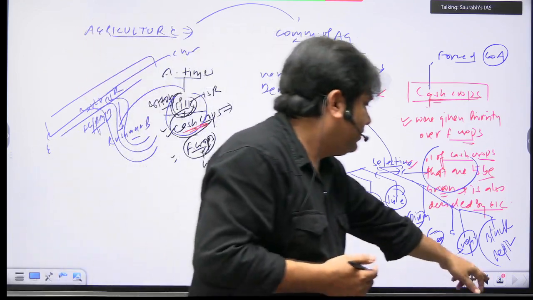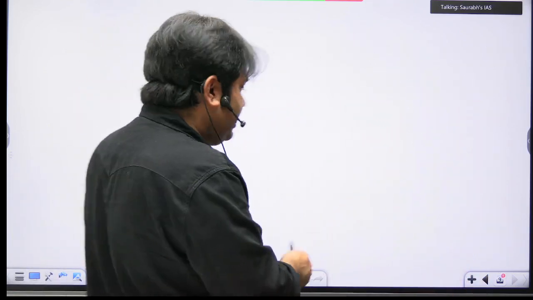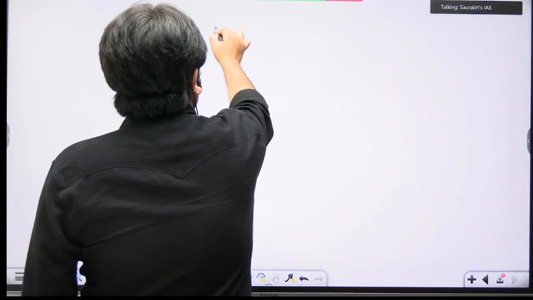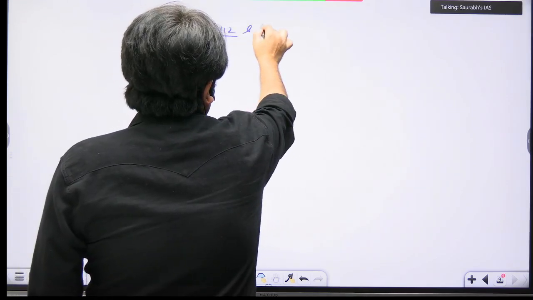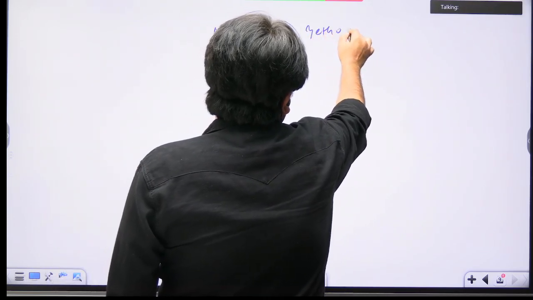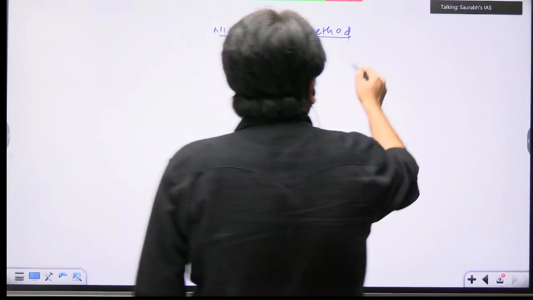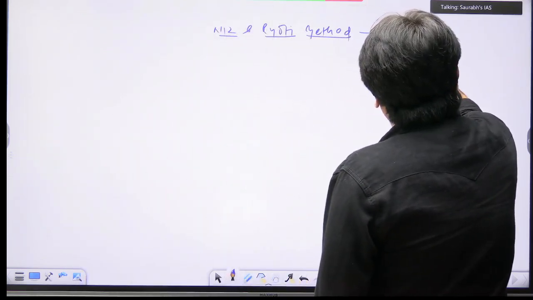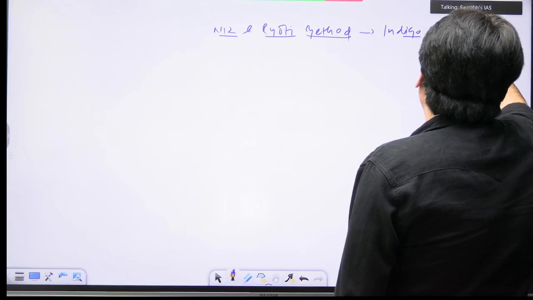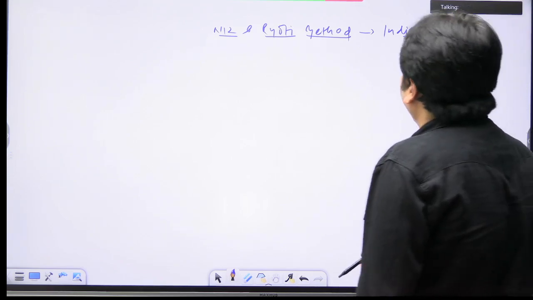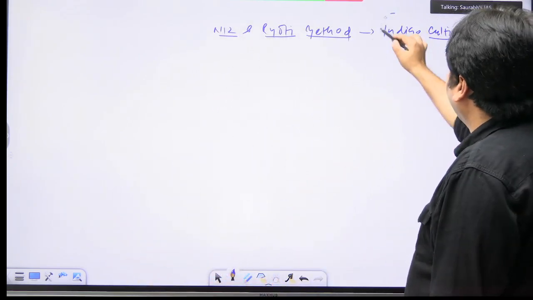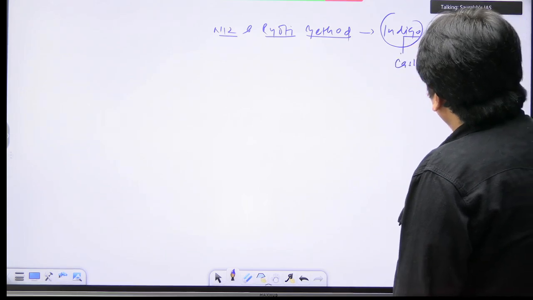Okay, now niche and rayati, write this, niche and rayati method of cultivation. It is in Class 8 NCERT. Okay, I will discuss. These are the methods of indigo cultivation. These are the two methods of indigo cultivation, and we all know that indigo is what? A cash crop. Indigo is a cash crop.